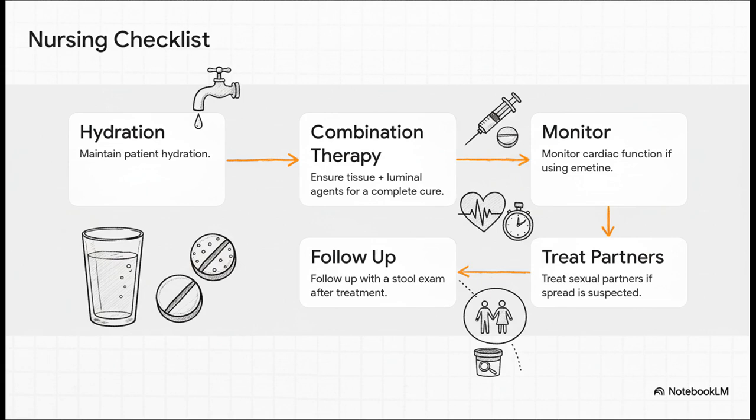3, if that high-risk drug Emetine is being used, you have to monitor cardiac function. It's not optional. 4, if there's any concern about spreading it, partners may need treatment too. And finally, you always confirm the cure with a follow-up stool exam. Don't just assume it worked.